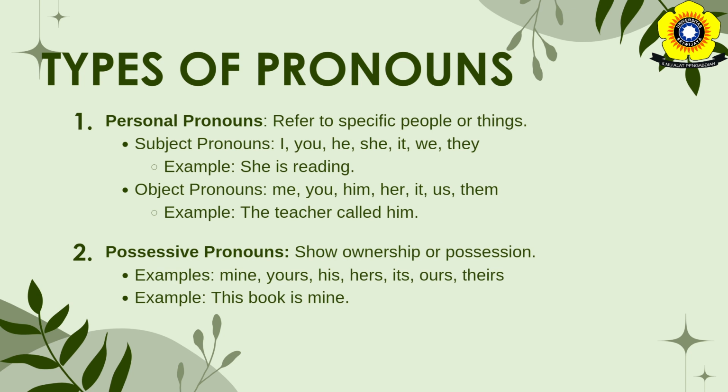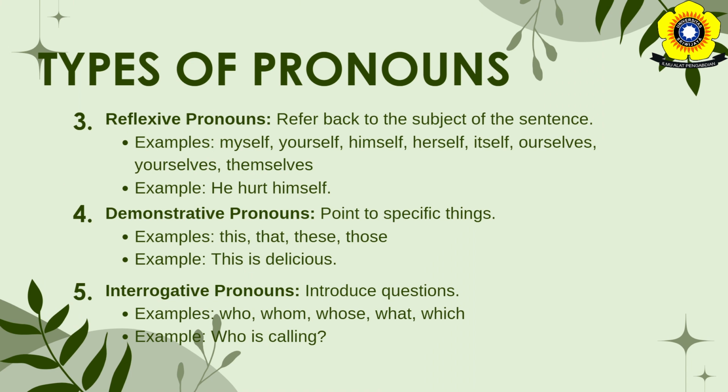Second one is possessive pronouns. They show ownership or possession. Examples: mine, yours, his, hers, its, ours, theirs. Example: this book is mine. Third one is reflexive pronouns. They refer back to the subject of the sentence. Examples: myself, yourself, himself, herself, itself, ourselves, yourselves, themselves.